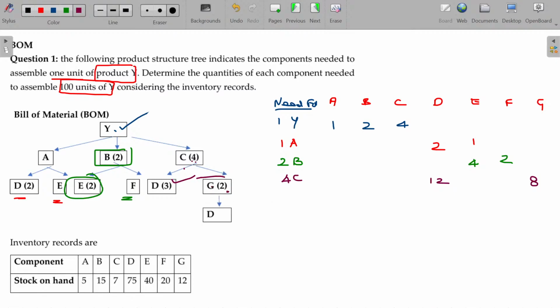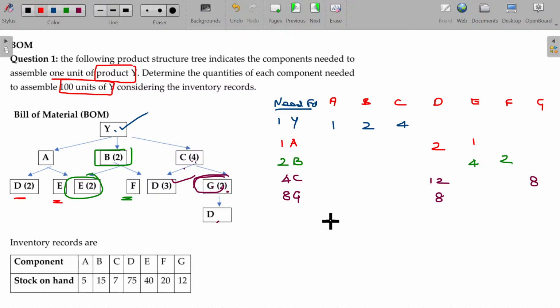Apart from that, to produce G, how many G's are going to be produced? How many G's are to be produced here currently? 8G are produced. For every G, I need 1 D. For 8G, how many D's are needed? 8 D's are needed.